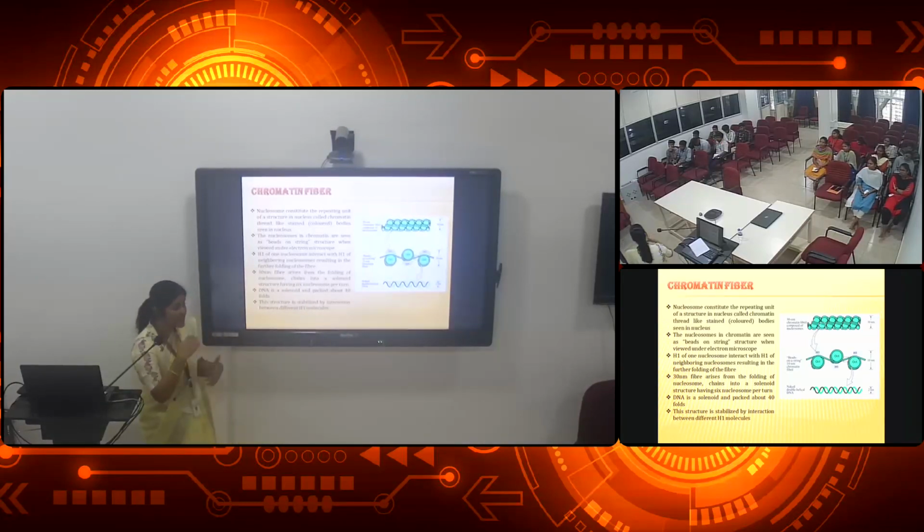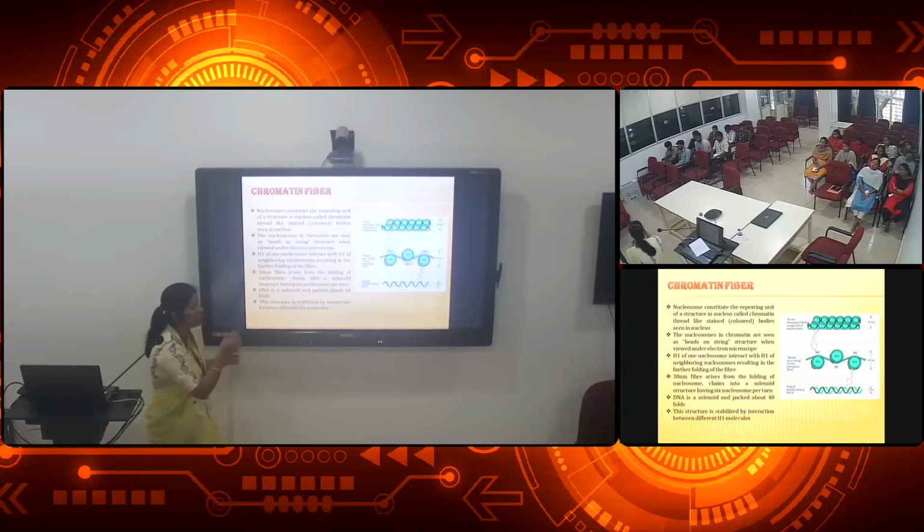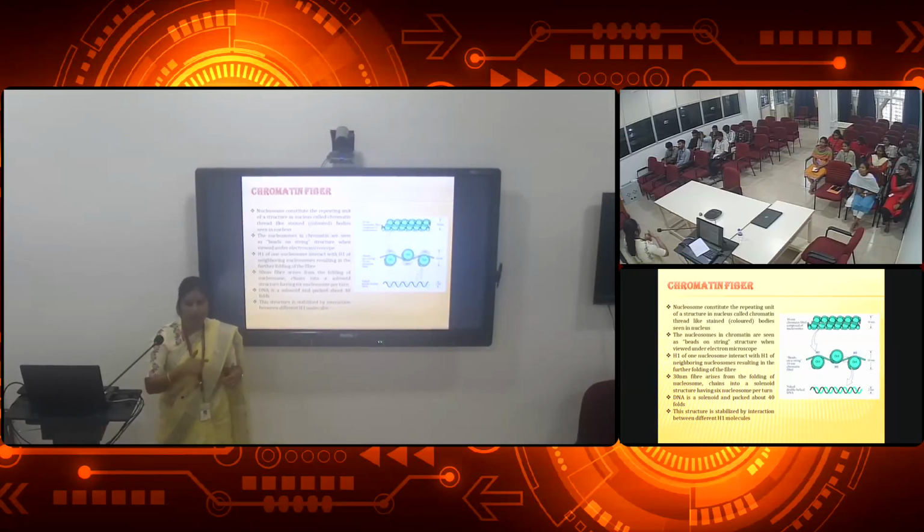This solenoid structure has 6 nucleosomes per turn. The DNA is wrapped in two turns, and in one turn 6 nucleosomes are present. So DNA as a solenoid is packed about 40 folds. In a DNA, 40 folds of the solenoid structure are present. So DNA as a solenoid is packed about 40 folds.